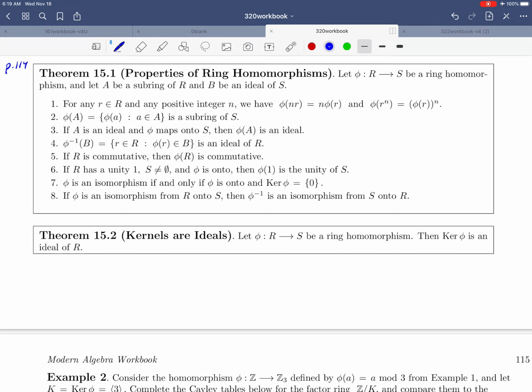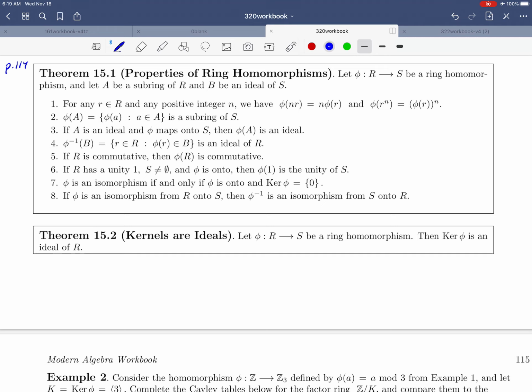I'm going to leave it to you to read through these properties and to maybe look in the textbook at the proof of some of these. The one point, though, that I'd like to make about this theorem is that it's very similar to Theorem 10.2 back when you talked about group homomorphisms. You might remember there that you defined what a group homomorphism was, and then you had a theorem that gave a long list of properties that every group homomorphism has to have.